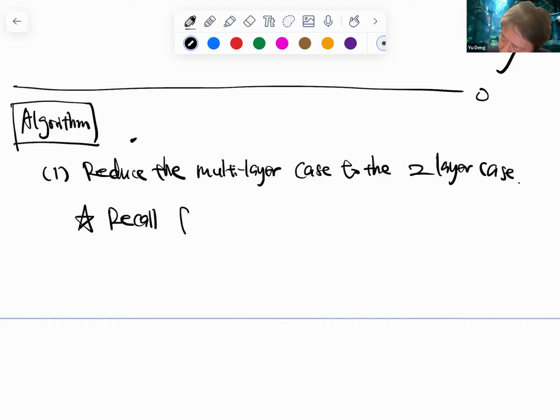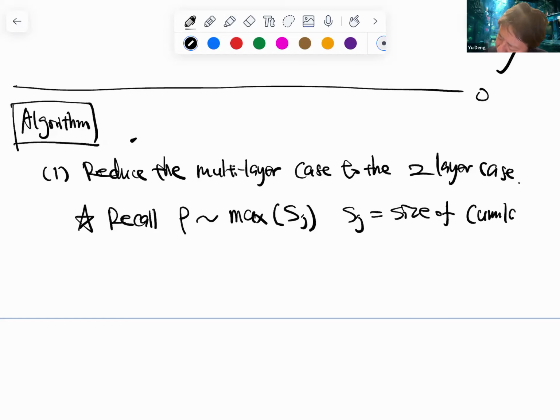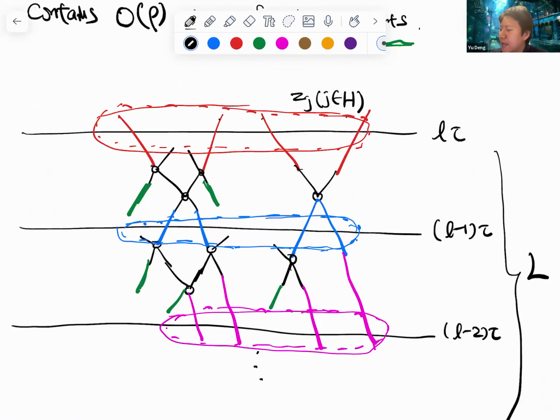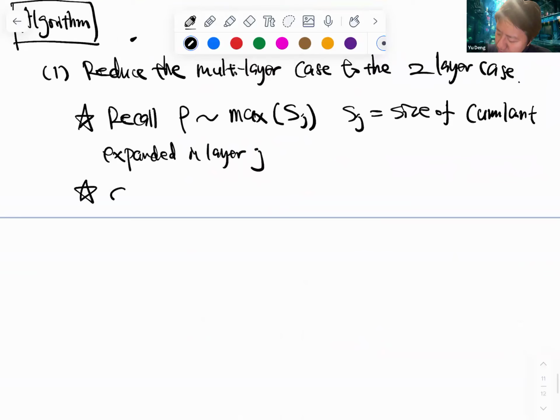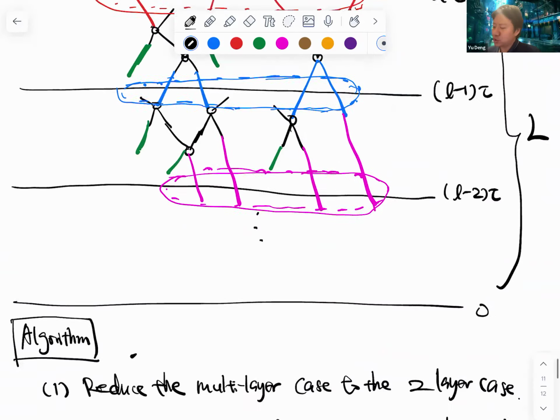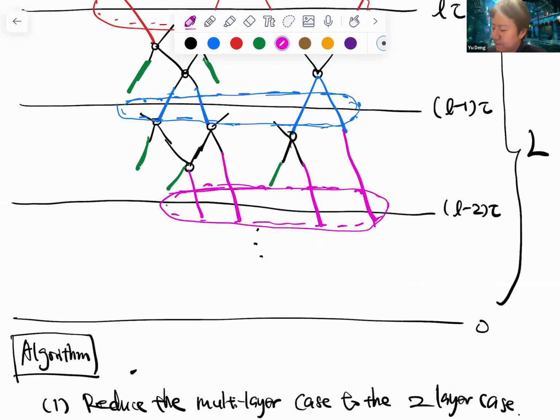Recall, rho is basically the maximum size of the Sj, where Sj is the size of the cumulant expanded to layer J. So SL, the last value, is the number of red particles, and next the number of blue particles expanded in this cumulant, and the number of pink particles, and so on. So we choose the J such that Sj is max.